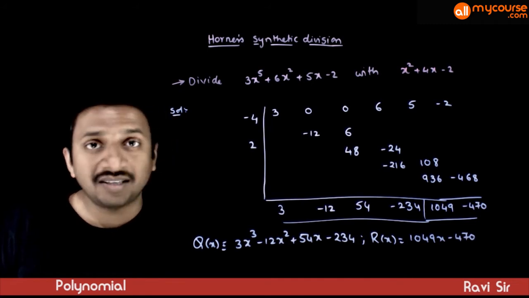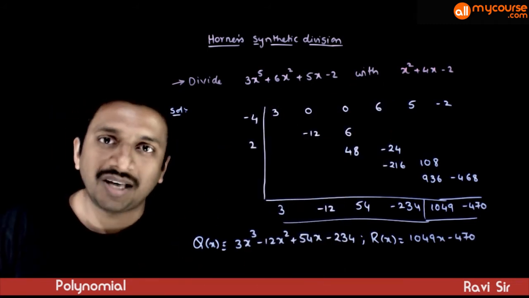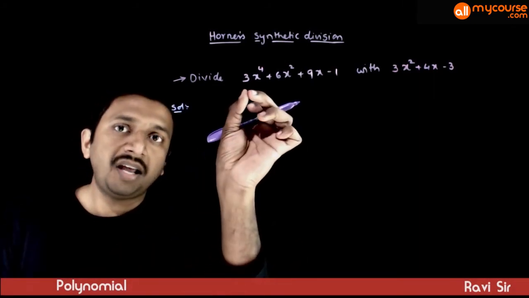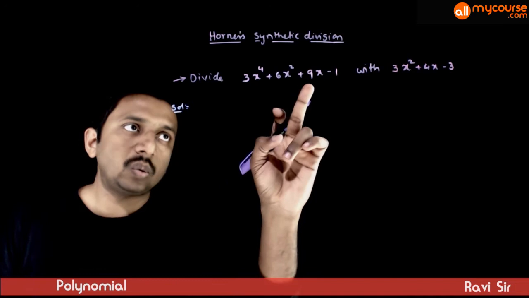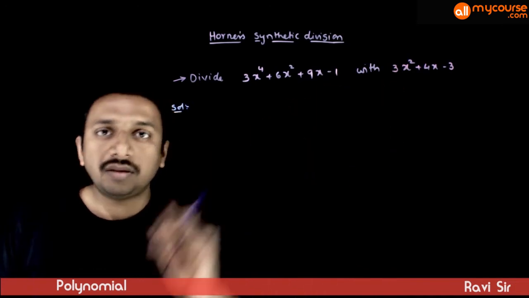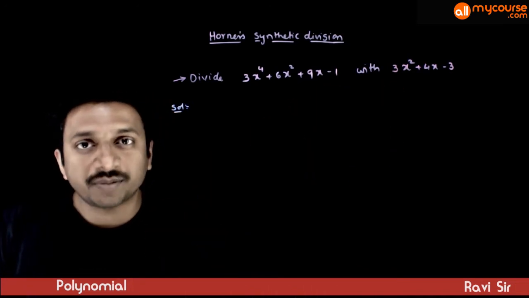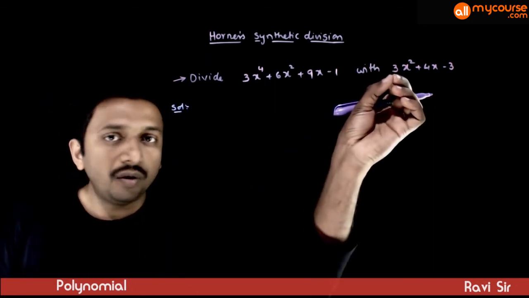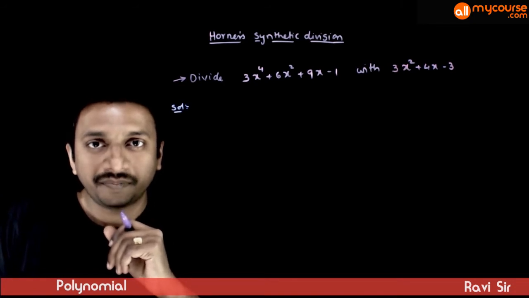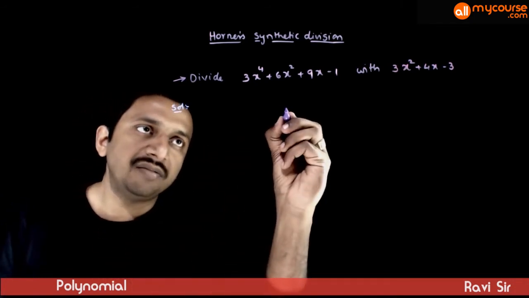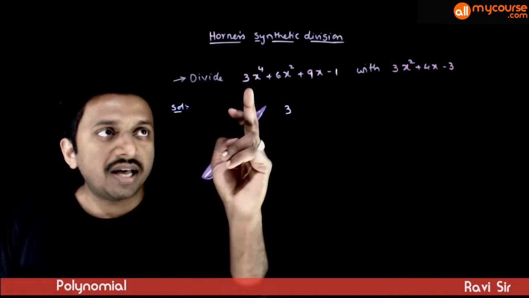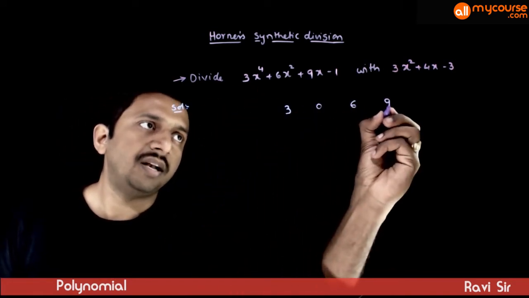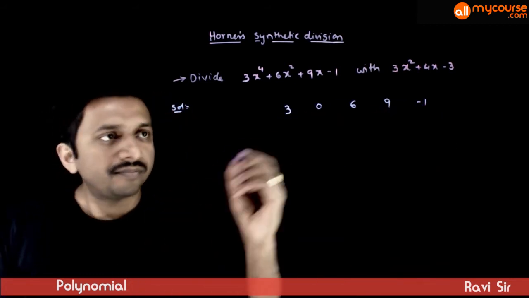Now let us take another example where you have a leading coefficient other than 1. So now let us try to divide 3x power 4 plus 6x square plus 9x minus 1 with 3x square plus 4x minus 3. In this question, the difference is that the leading coefficient of the divisor is not equal to 1. So let us start our division. The coefficients of the dividend are 3, the x cube coefficient is 0, x square is 6, 9 and minus 1.